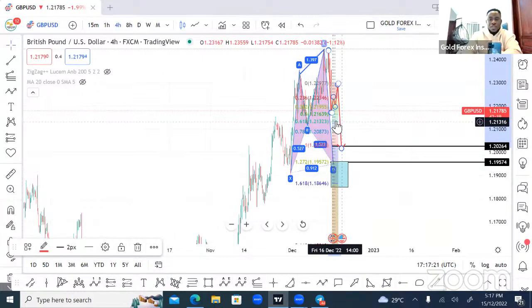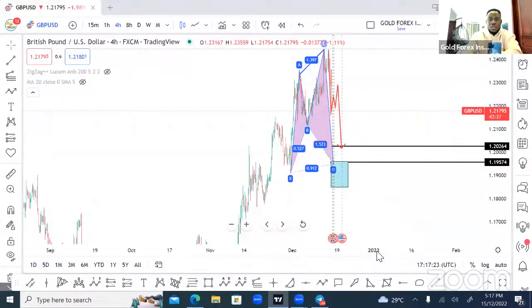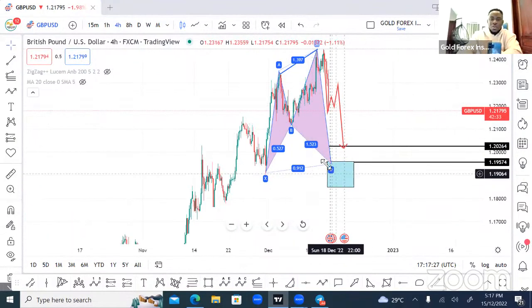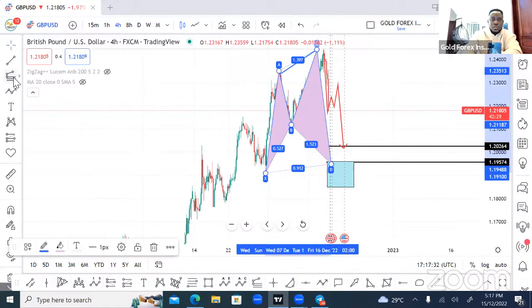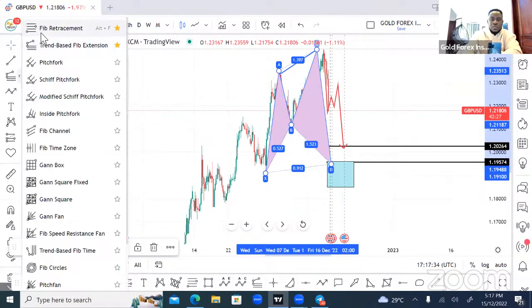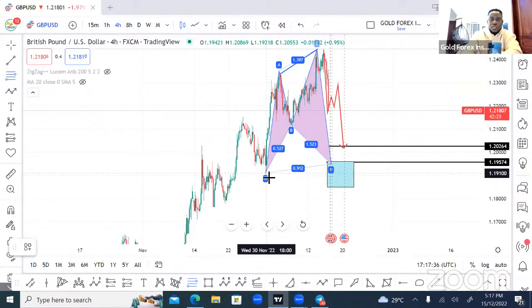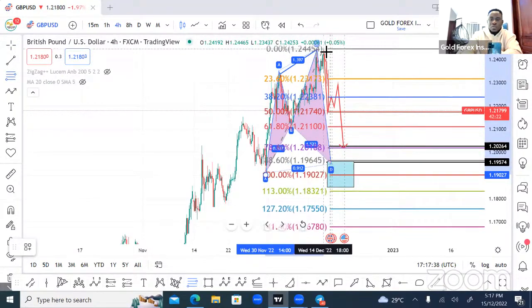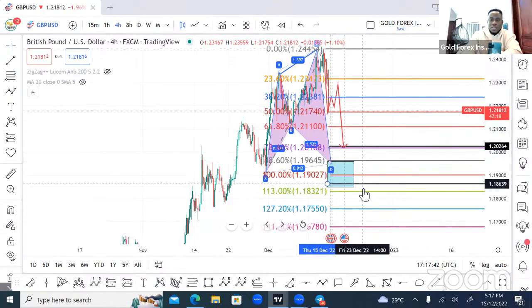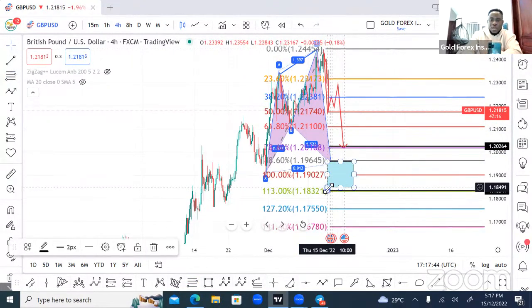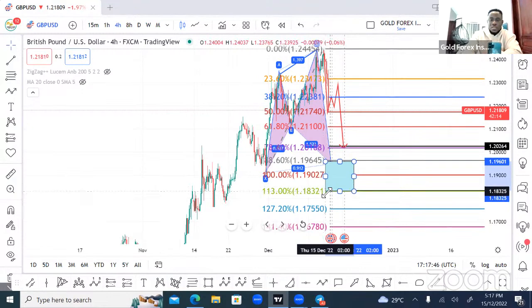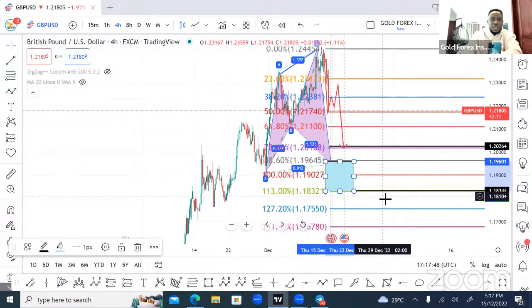It might have a very good downtrend. This one can even come all the way to 113, like below. This can come all the way to 113 here. It's also a shark pattern. That's why I drew my line that it can come all the way to this zone. It can even come all the way down.